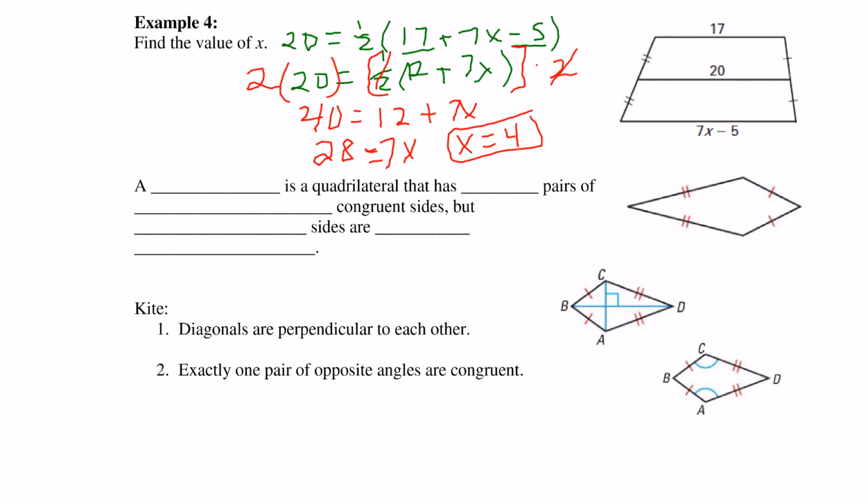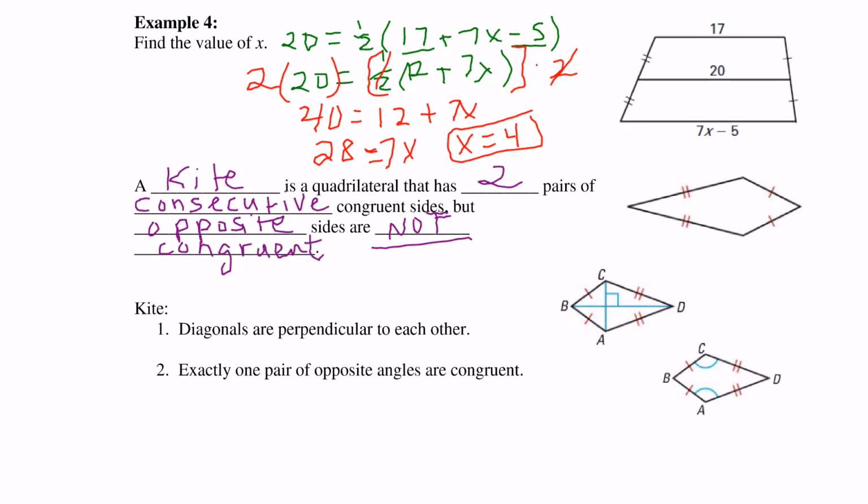Next up, we have a kite. So a kite is a quadrilateral that has two pairs of consecutive congruent sides, but opposite sides are not congruent. So what this means when you're looking at the picture is that we have two pairs of consecutive congruent sides. If you notice they're side by side, that's what consecutive means, that they go in order. So they're not across, they're just next to each other right there. So two sets of those. And the opposite sides are not congruent to each other. So remember the not part of that.